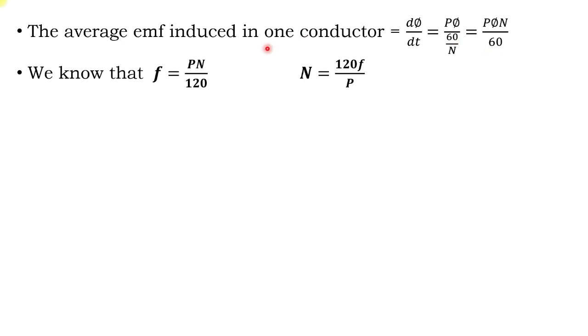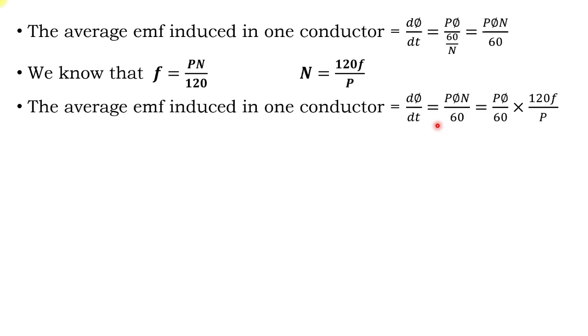Already we know that the generated frequency F is equal to PN divided by 120. Let us represent this equation as N is equal to 120F divided by P, and substitute this term in the above equation. After substituting, we get Pφ divided by 60 into 120F divided by P. After simplifying, 60 and 120, the average EMF induced in one conductor is nothing but 2φF by Z.